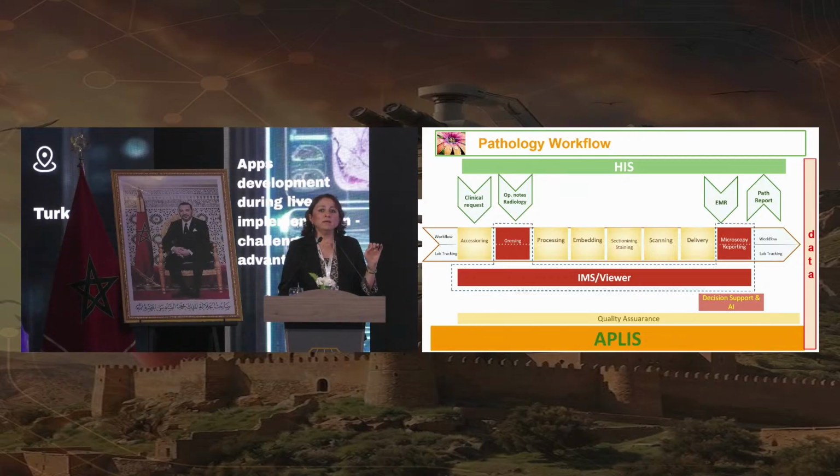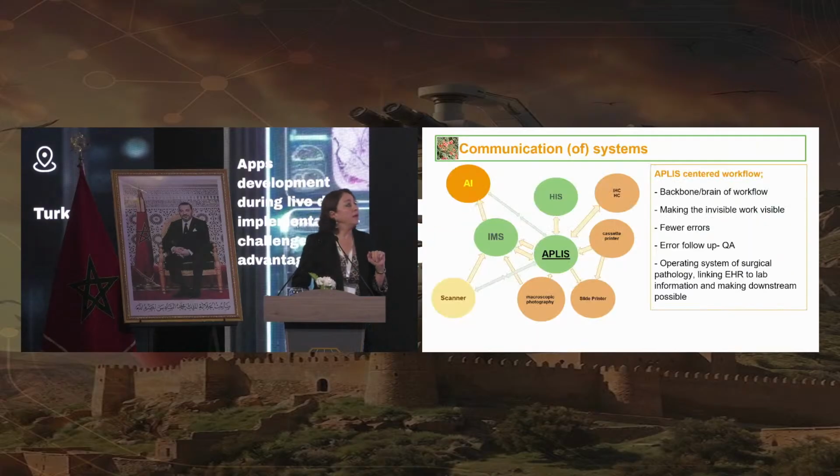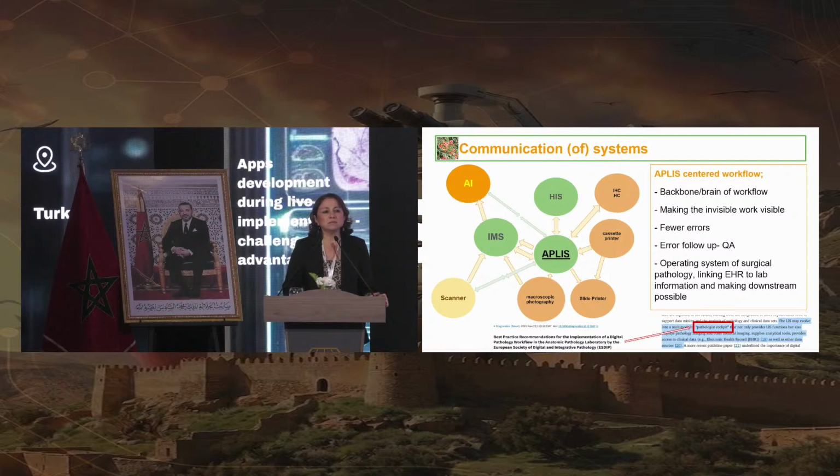And all the way, we need data, we produce data, we use data. This is important in the era of data. It is important that you get data from Applis from every stage. For this, you need complex interaction between the systems. We decided on an Applis-centered workflow, and it is also recommended by several communities as well as Afsdp.